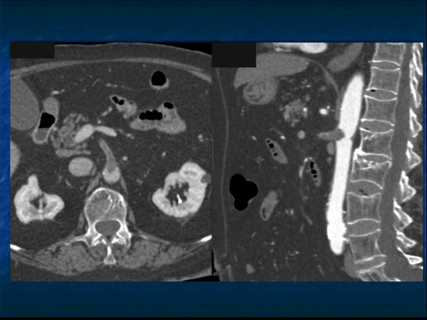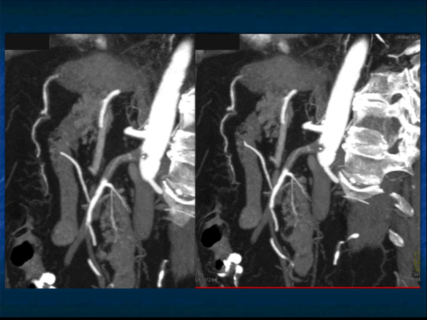So again, you could see it on the axial views, though particularly when it gets distal, it can be difficult to appreciate. It's much easier to see on the sagittal view, and make sure you track the vessels downward. Again, beautiful example of the proximal SMA occlusion and flow distal in the vessel.